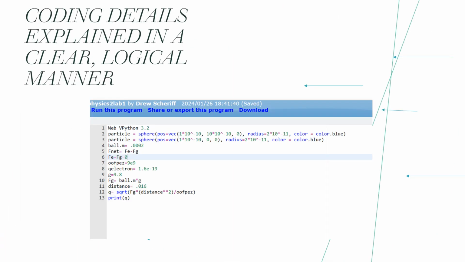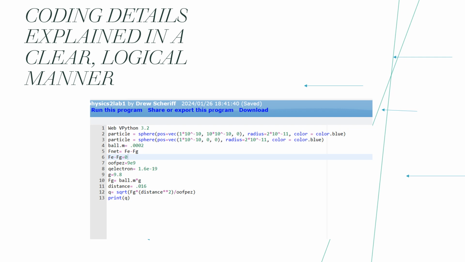So those are my coding details, and so we got ball mass, which is 0.2 grams, and then the net force on that piece of tape is the electric force minus gravity, and that was equal to 0 because it was floating and there was no acceleration.